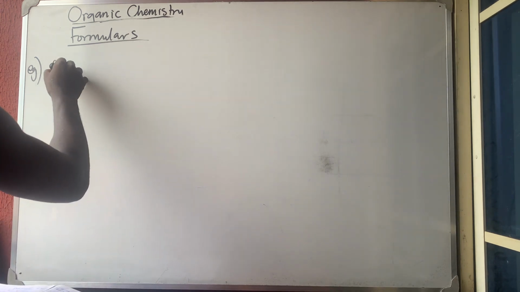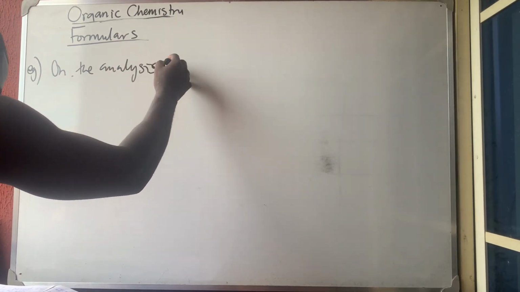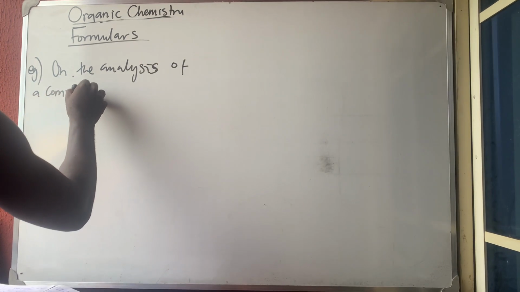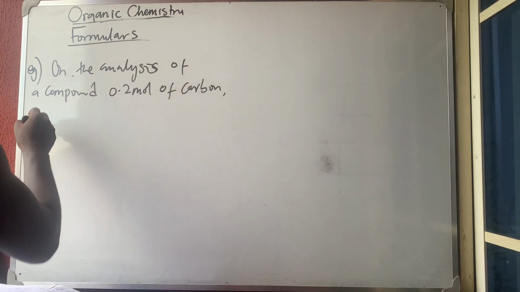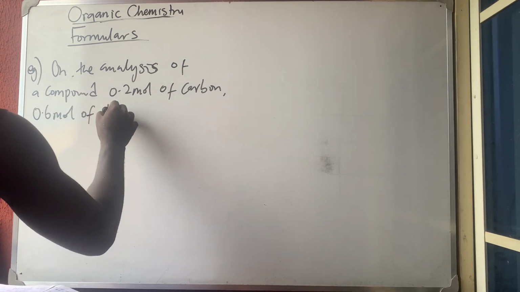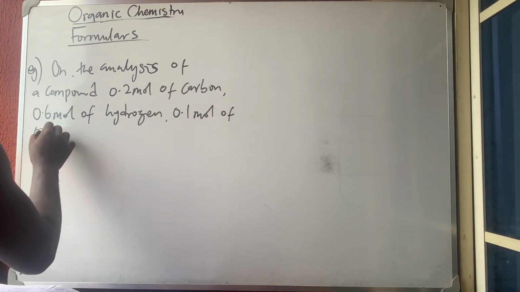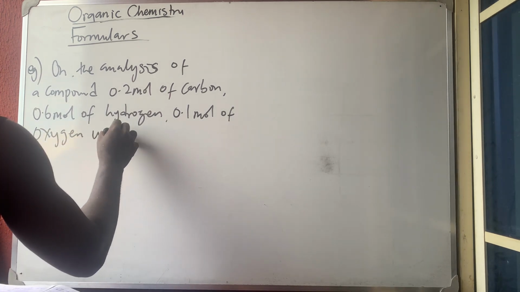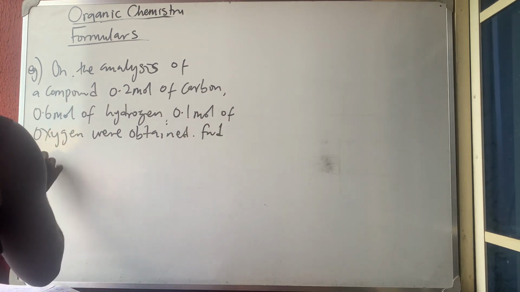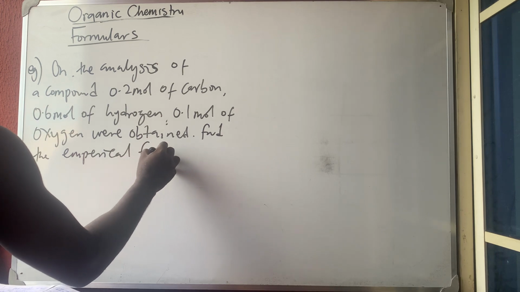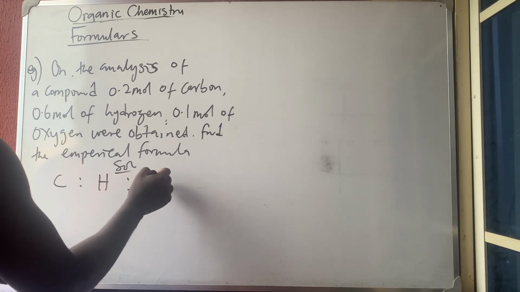You can write that. The example says, on the analysis of a compound, 0.2 mole of carbon, 0.6 mole of hydrogen, 0.1 mole of oxygen were obtained. Then the question says, find the empirical formula. Solution.